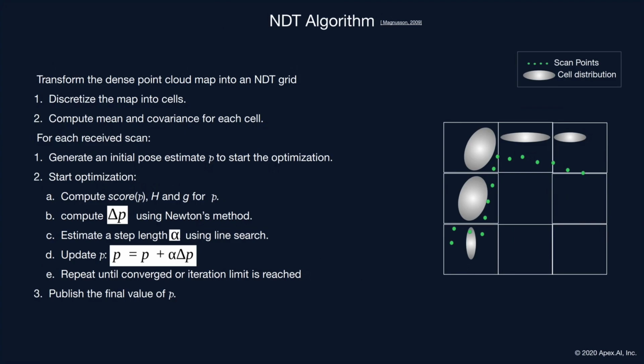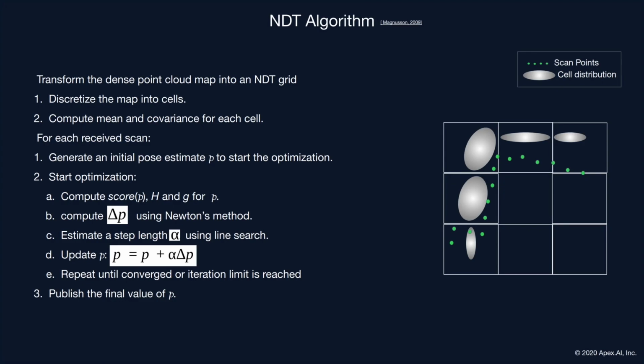Here is the general flow of the NDT algorithm to wrap up the things. We start by transforming the dense point cloud map into a set of normal distributions. And this is done by initially dividing the map into cells, then computing the mean and the covariance for each cell. Once the NDT map is generated, for each received scan, we start by acquiring an initial pose estimate P to start optimization. We can get this initial pose estimate P from an external localizer, like an odometer localizer or a GPS, or we could also use a state estimation technique to predict the current pose using the last pose estimates from the NDT localizer.